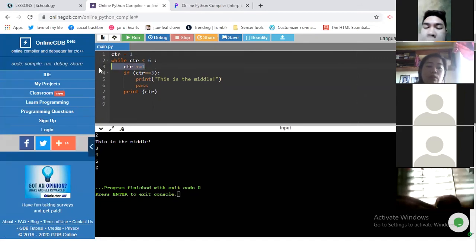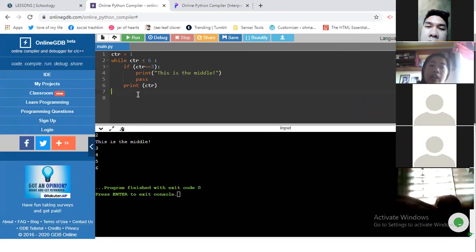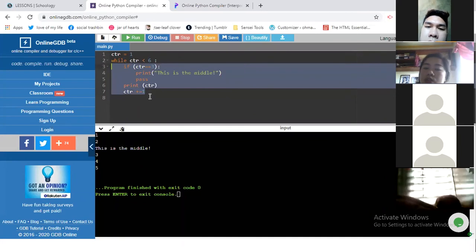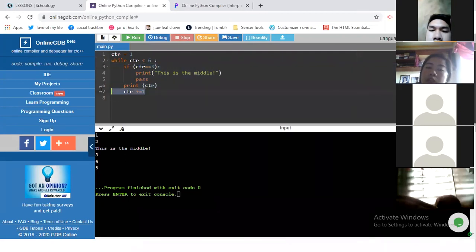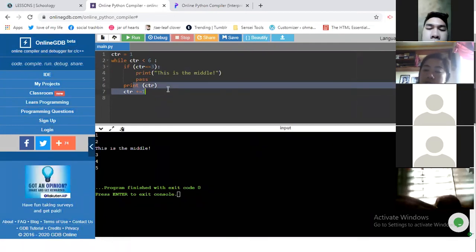Pero kung nandito yan, mag-print muna siya, piprint niya yung 1, tapos magiging 2. So, kanina nag-skip siya, ngayon magiging 1, 2. So, you're positioning within your instructions sa while or sa loop natin. This also affects your output. So, kung mauuna yung increment mo, nagdagdag na siya or nag-increment na siya bago pa siya mag-print. Kung nauna yung print, i-print niya muna yung value before siya magdagdag.